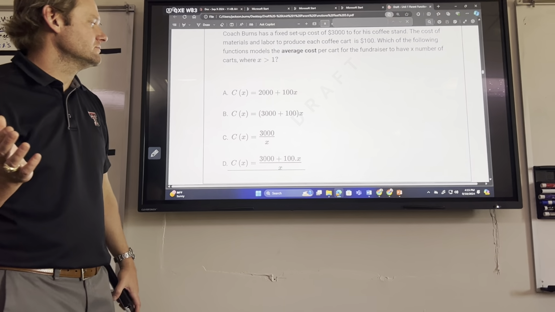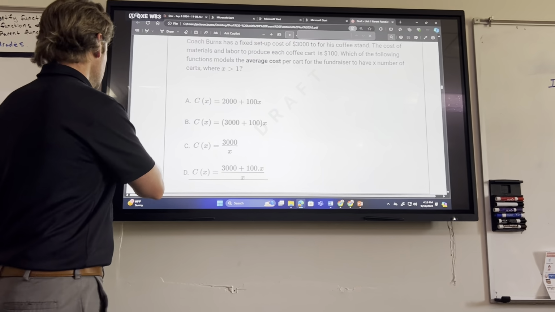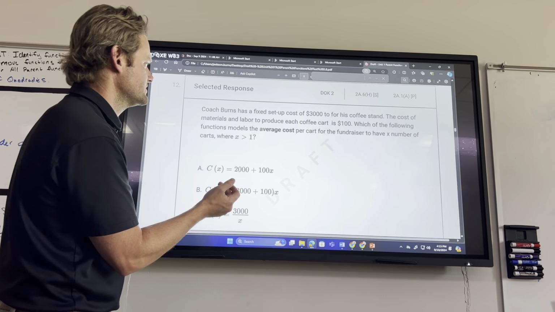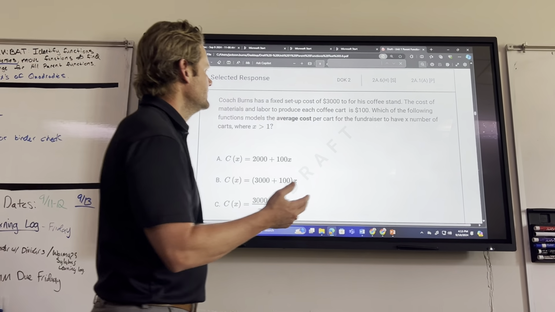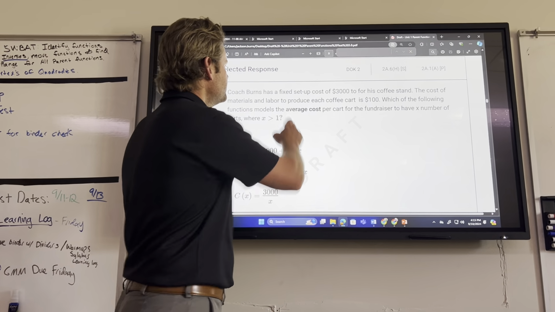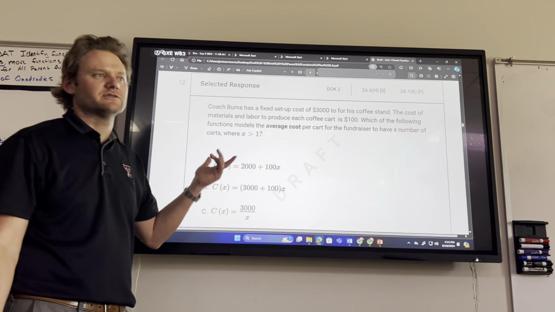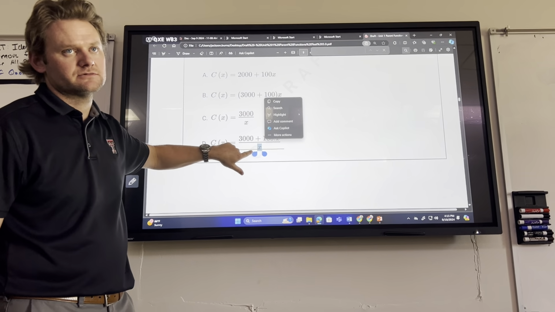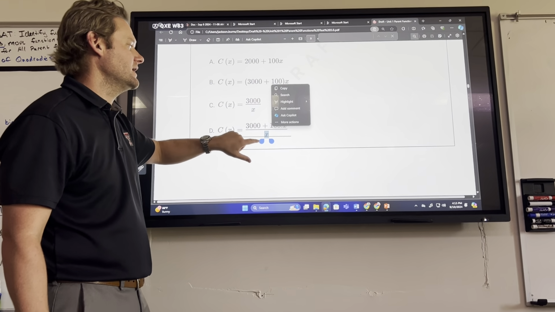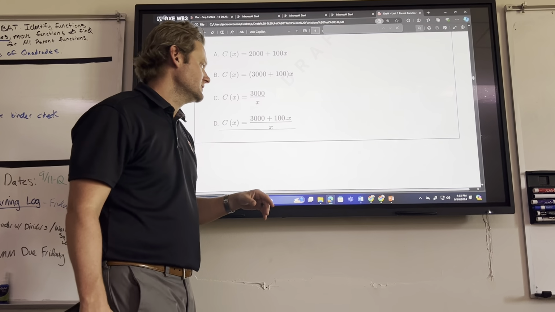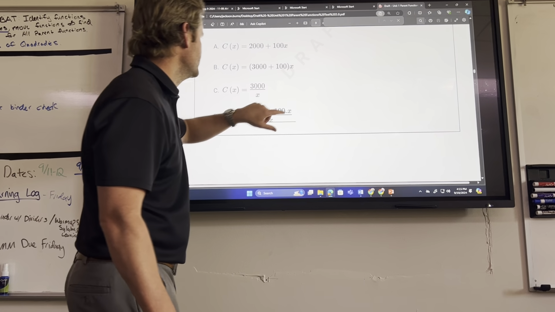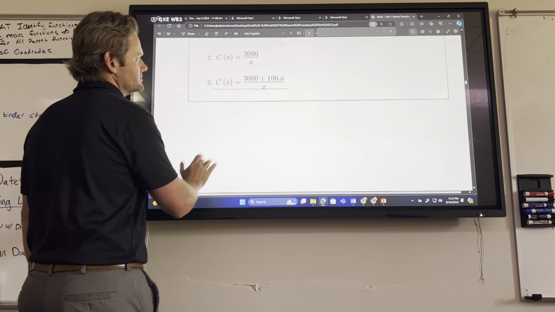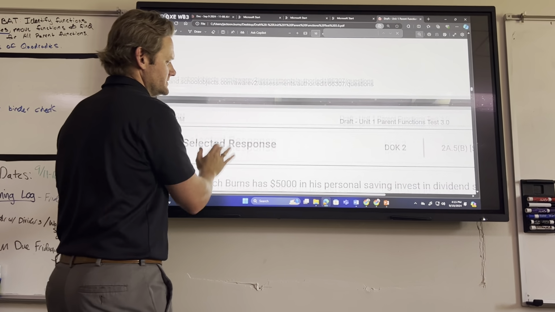All right, average cost function, right? Which of the following models the average cost? The cost of materials and labor to produce each coffee cart is $100, right? The fixed cost is $3,000. So this one doesn't even have the trap answer that the one we tried earlier has. Make sure you find your cost function, and then for average cost, divide the whole thing again by x. So here, 3,000 plus 100, that should be times x. So maybe a little typo there. I'll have to fix it. So it should be (3000 + 100x) over x. All right, pretty easy stuff.